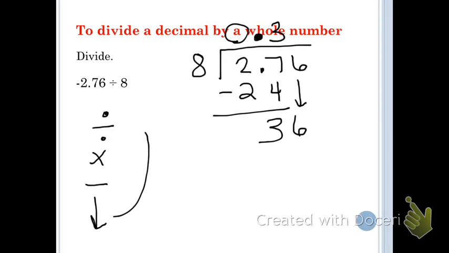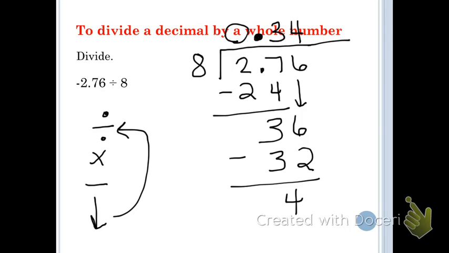And now I need to divide again. 8 goes into 36 4 times. 4 times 8 is 32. 36 minus 32 is 4. Now I can't just write a decimal answer with a remainder 4, so I need to add a 0, bring it down, and then go back up and divide again. And hope that my quotient will either terminate or repeat.